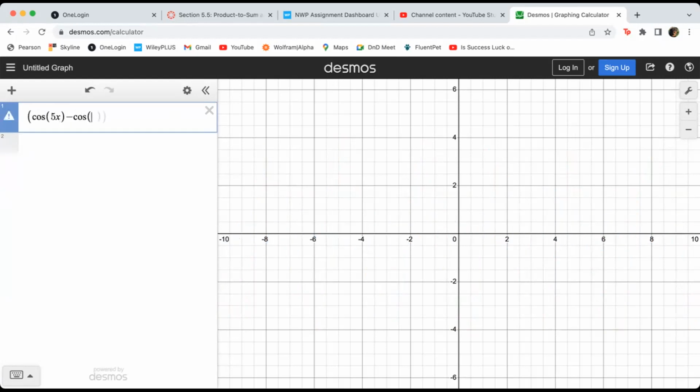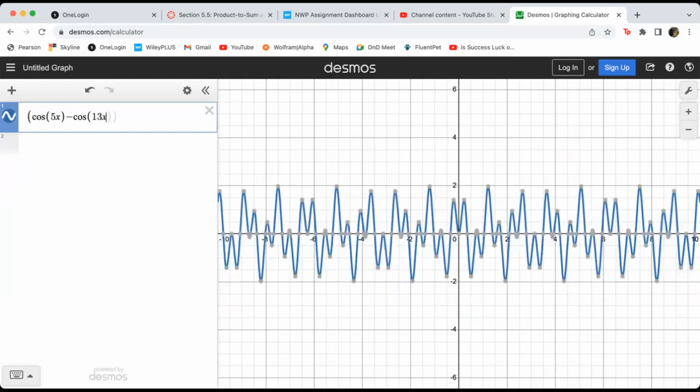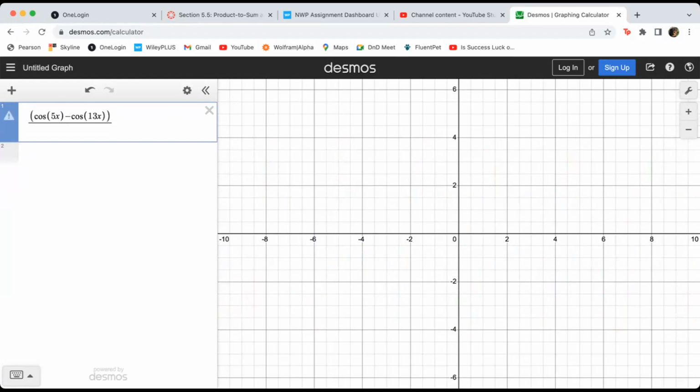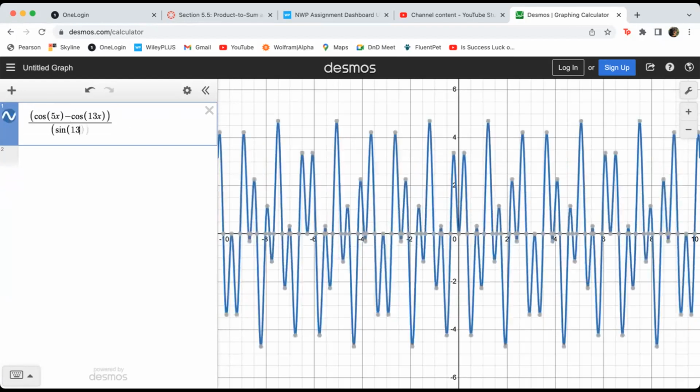No, because cosine is not being multiplied by these. It's not cosine times 5x and cosine times 13x. It's cosine of 5x and cosine of 13x. So I can't just factor out the cosine because we're not doing multiplication. Multiplication distributes over addition.